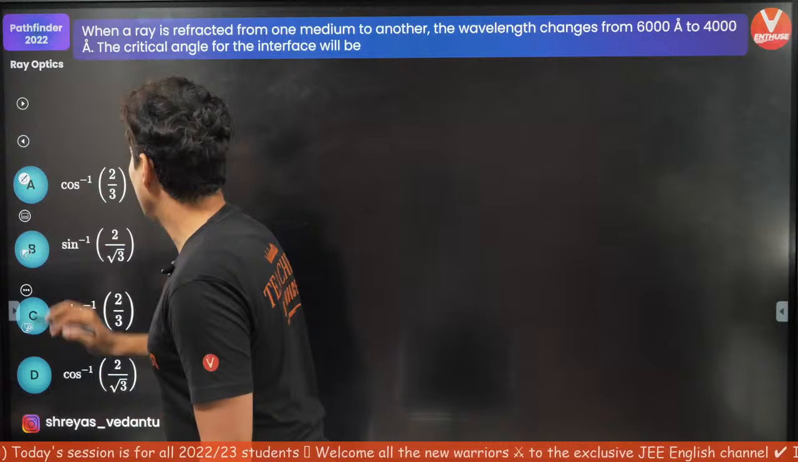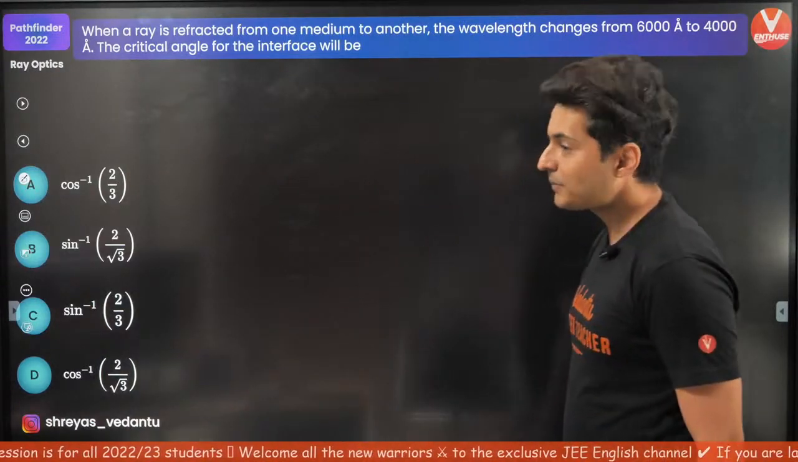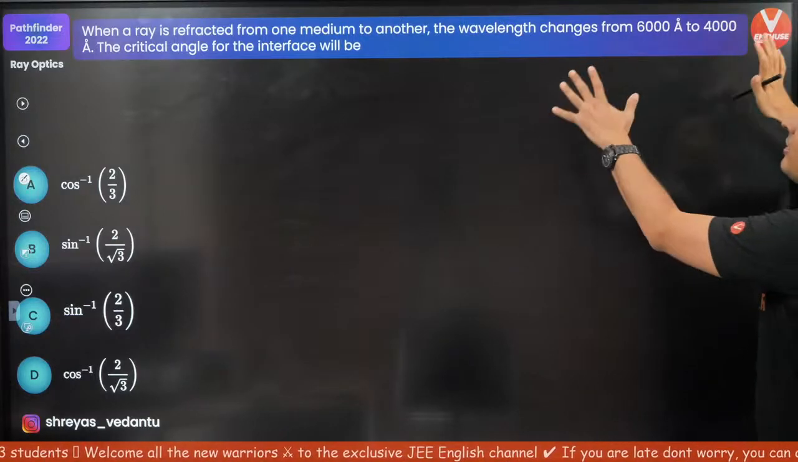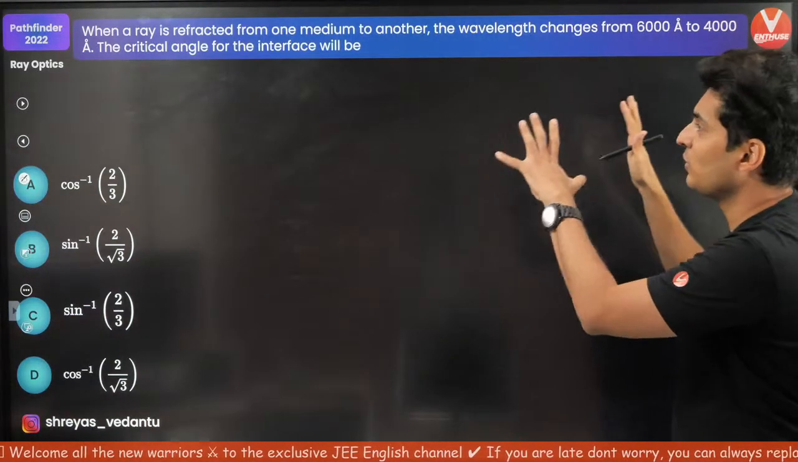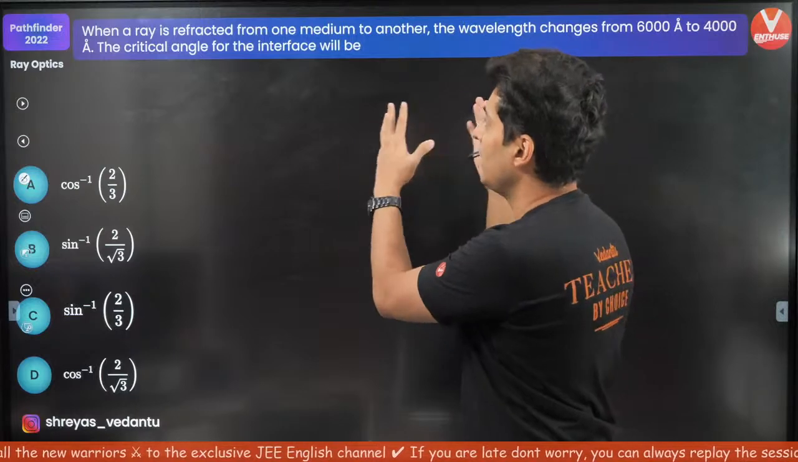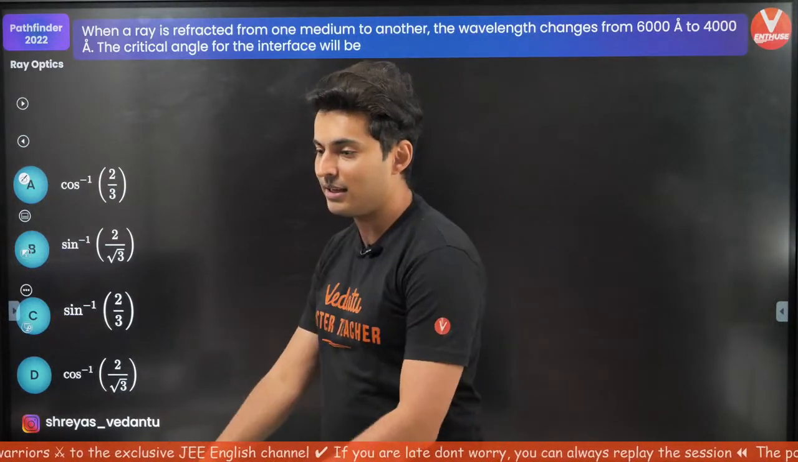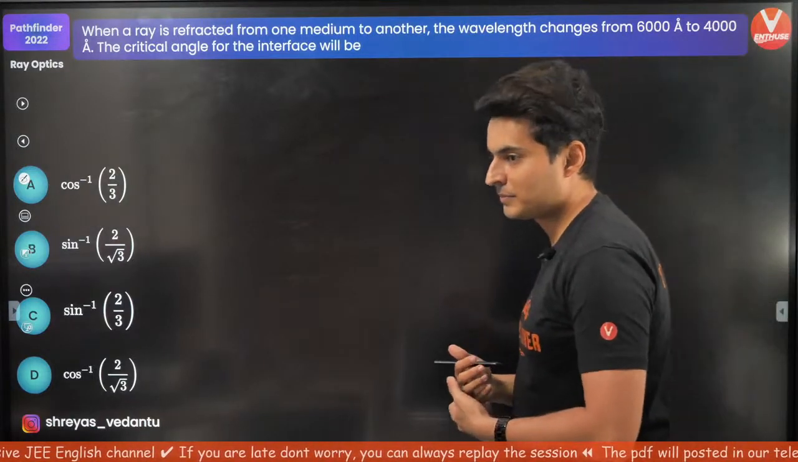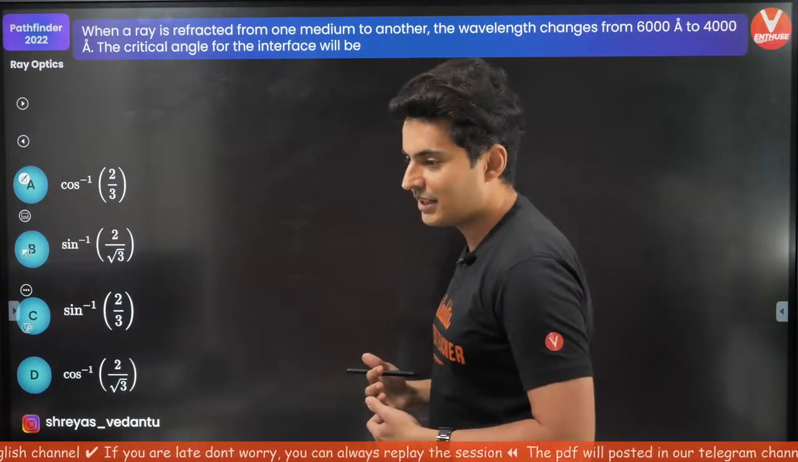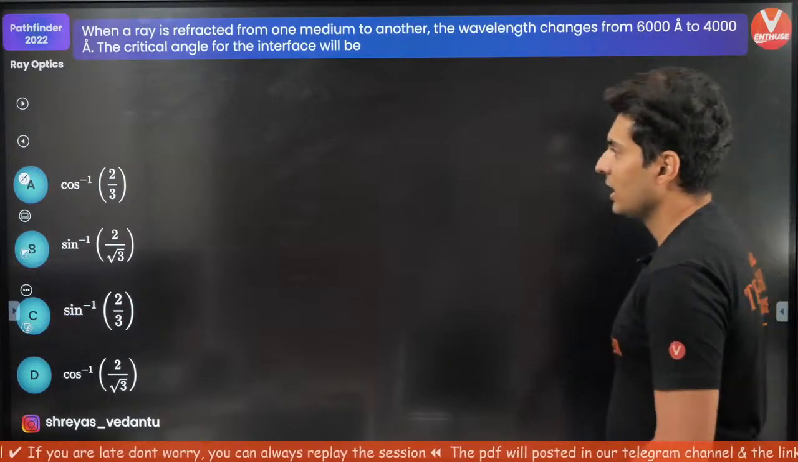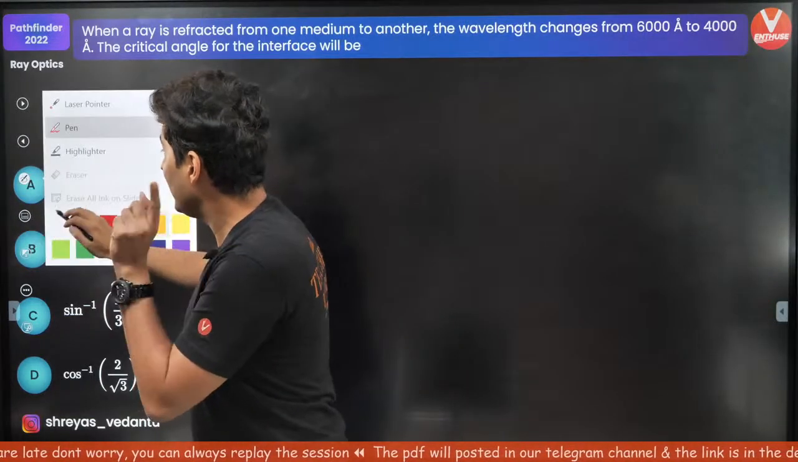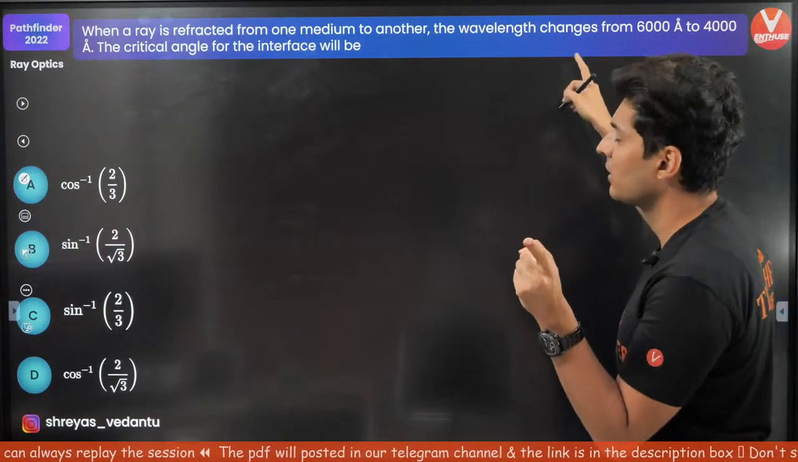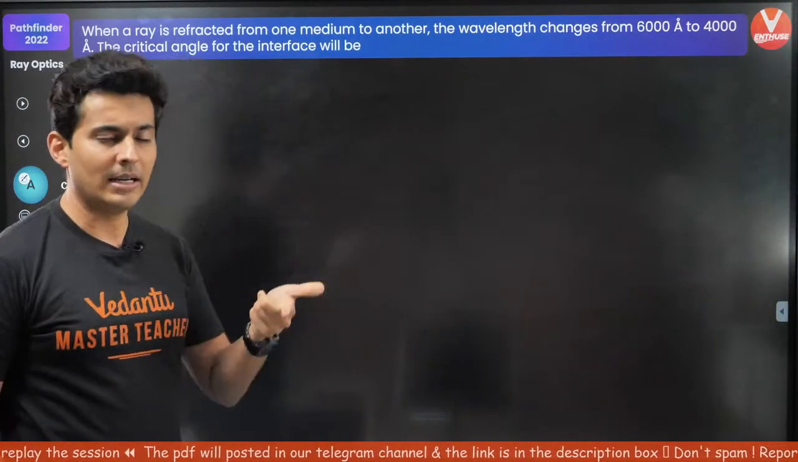So moving on, and here is the question coming up on your screen. When a ray is refracted from one medium to the other, the wavelength changes from 6000 to 4000 Angstrom. The critical angle for the interface will be how much? Think. Okay. So wavelength has changed from one to other. When medium changes, wavelength changes.